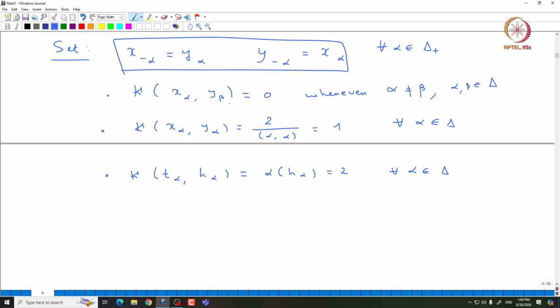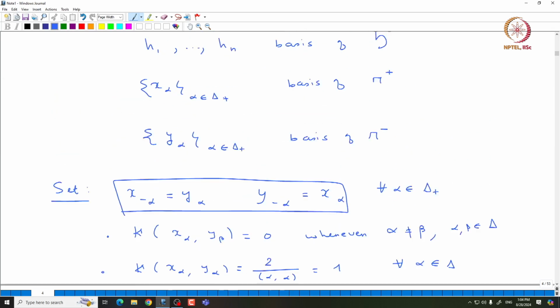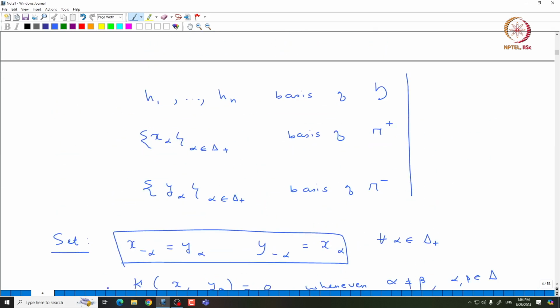Now, these things are already known. In particular, we know the dual basis of these bases. The dual to h_1 etcetera h_n will be just the t_i. So, t_i is the dual of this. So, basically we are writing the dual for everything. For x_alpha the dual will be y_alpha, and for y_alpha the dual will be x_alpha. So, these are all the dual bases.